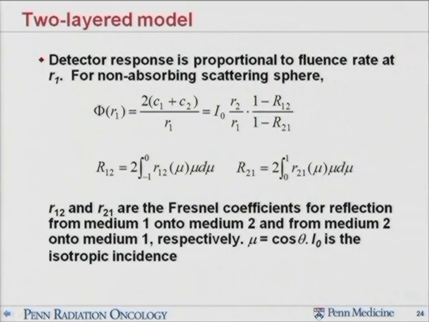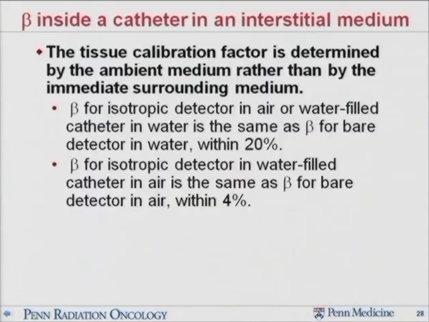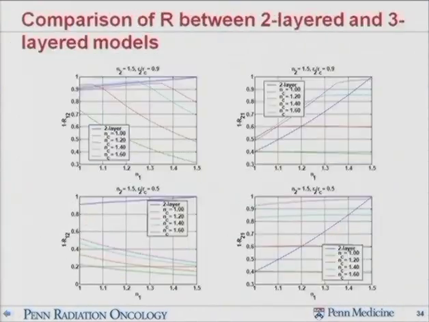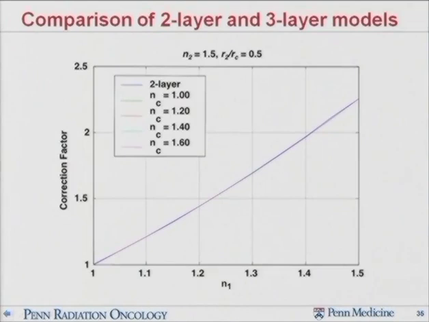It's the 1 minus R12 divided by 1 minus R21. If you take that ratio, you find out, surprise, the intermediate catheter index of refraction actually has no impact whatsoever. They all cancel out each other perfectly. So really, you couldn't even differentiate the different curves. These are different symbols, different curves. They're really hiding behind this one single curve, which is the two medium model.